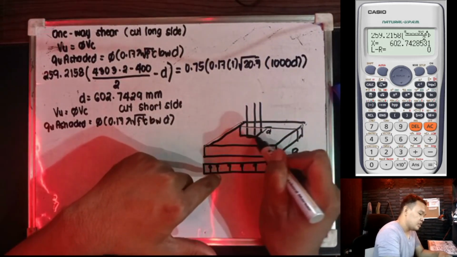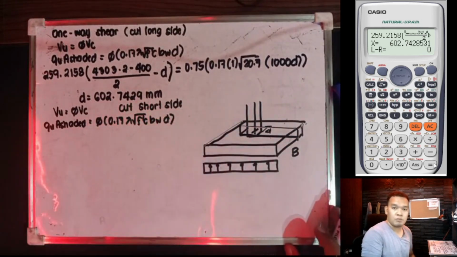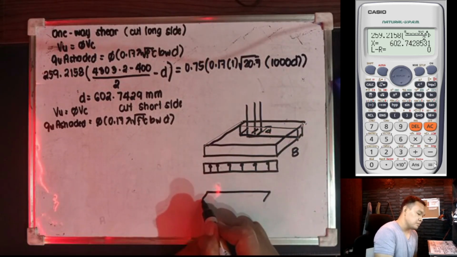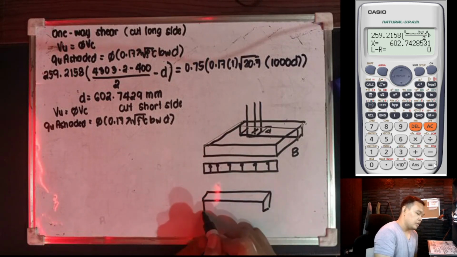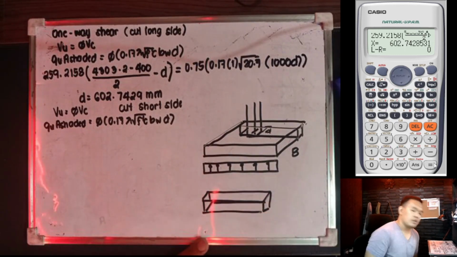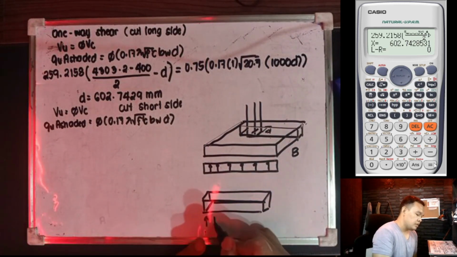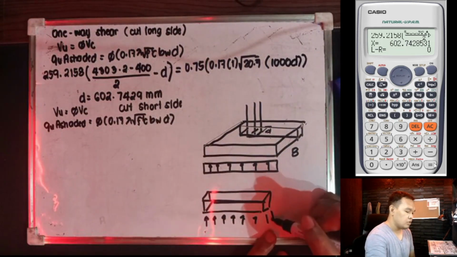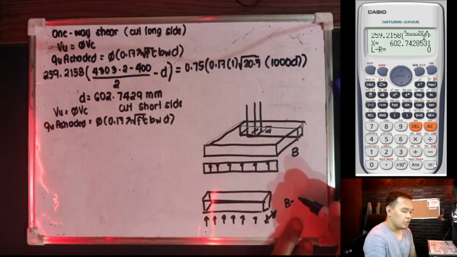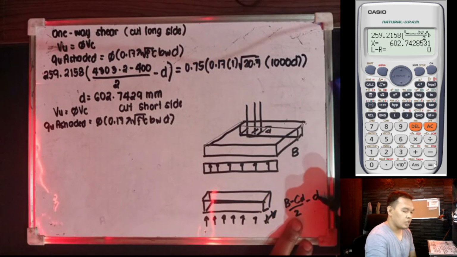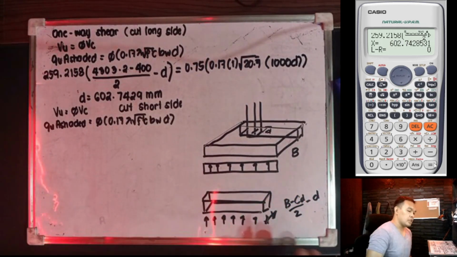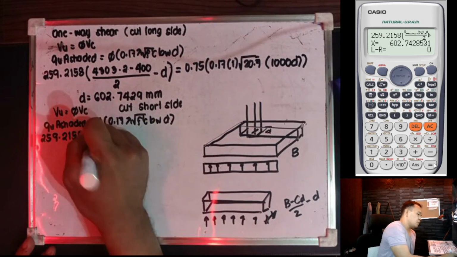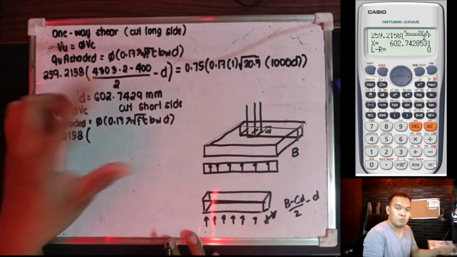Okay? I hope you still understand that. Okay. So I will isolate this, and remove this. So it will look like this. Okay? So, like that. Then I have QU here at the bottom, following the area as well. So this distance here is equivalent to B minus column dimension all over 2, minus D. Okay? So we will just reverse it. Okay? So we have here 259.2158 multiplied by, since this was 4,300, the B is what we put there.